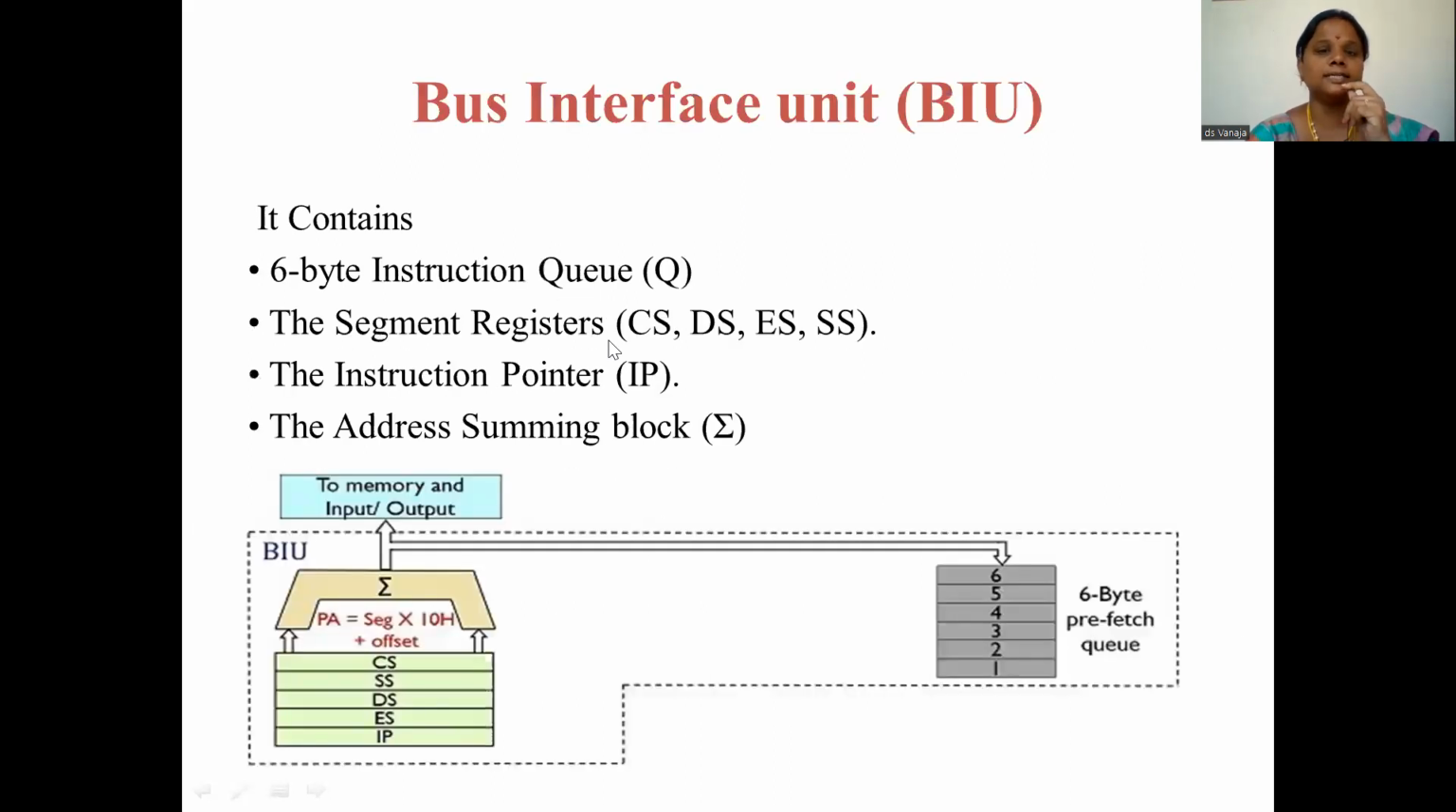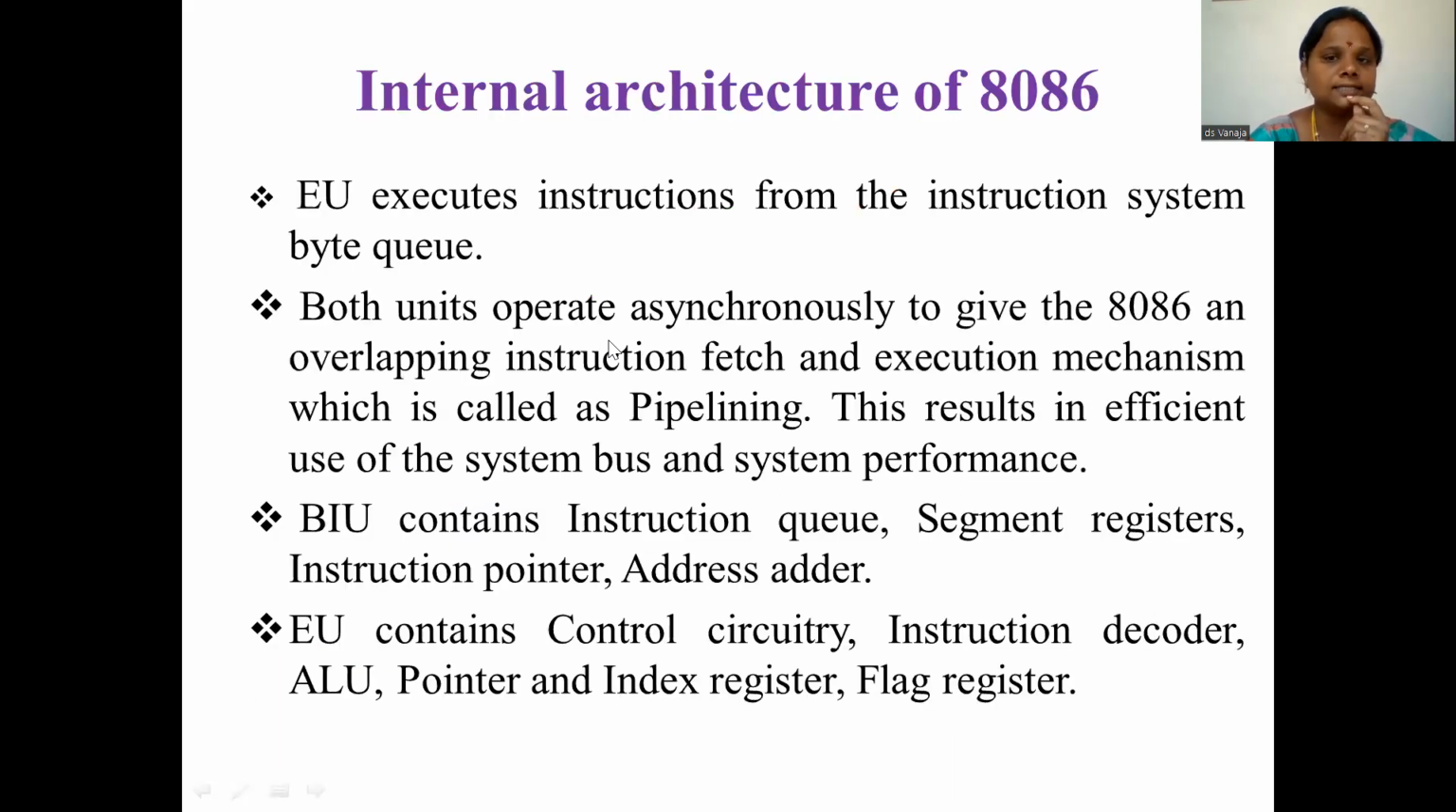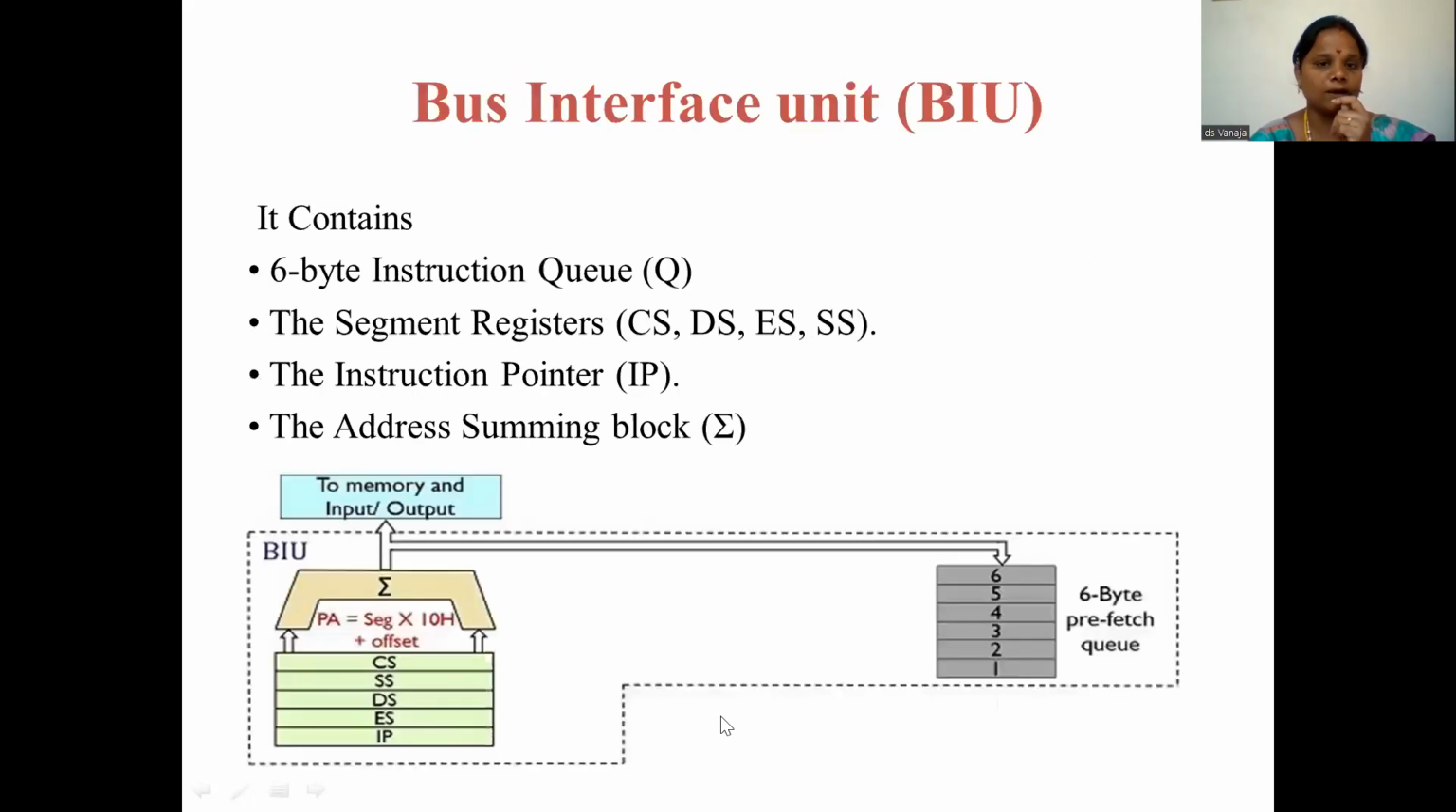Both units operate asynchronously to give the 8086 an overlapping of instruction fetch with execution, which is called pipelining. This results in efficient use of the system bus and improved system performance. The bus interface unit contains the instruction queue, segment registers, instruction pointer, and address summer, while the execution unit contains the control circuit, instruction decoder, ALU, pointer and index registers, and flag register. Now we will see one by one.